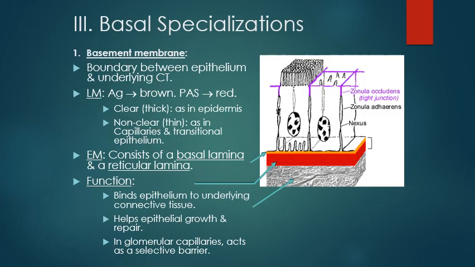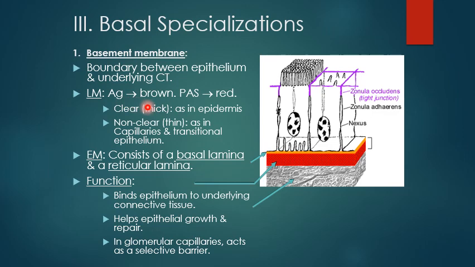And now we are going to talk about the basal specialization. Here is the basement membrane. The basement membrane is the boundary between the epithelium and the underlying connective tissue.